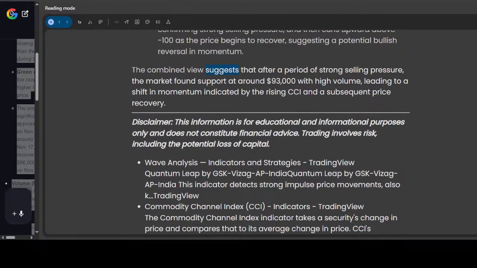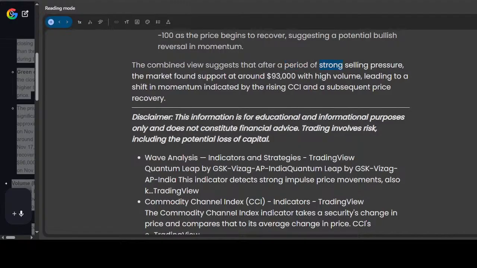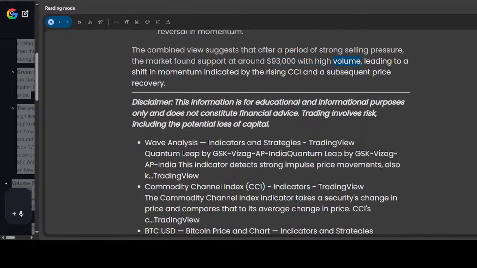The combined view suggests that after a period of strong selling pressure, the market found support at around $93,000 with high volume, leading to a shift in momentum indicated by the rising CCI and a subsequent price recovery.